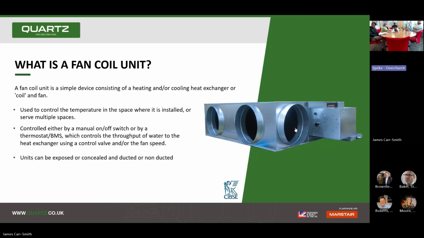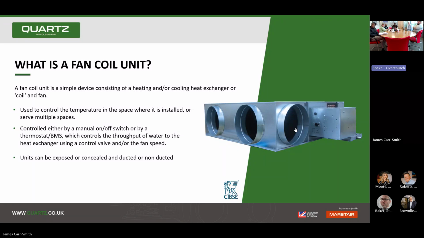So the fan coil itself is a simple device. It consists of a heating or a cooling heat exchanger, or coil as we tend to call it, and a fan, and that's why it's called the fan coil. It is essentially a heat exchanger and a fan within a box of some description that houses those two components, and that can come in various different forms, which we'll see as we progress through. But essentially, it's used to control the temperature in the space, or to control the temperature in multiple spaces.